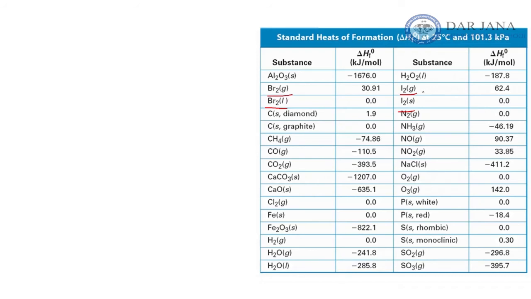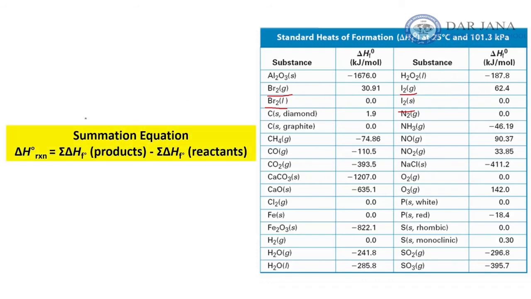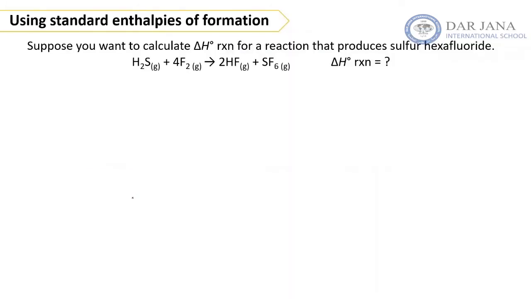These delta H formation values for the compounds can be used to find delta H of a certain reaction. How do we apply this formula? The delta H of a certain reaction is equal to the sum of the delta H formation of the products minus the sum of the delta H formation of the reactants. Again, products minus reactants. Let's take this example.